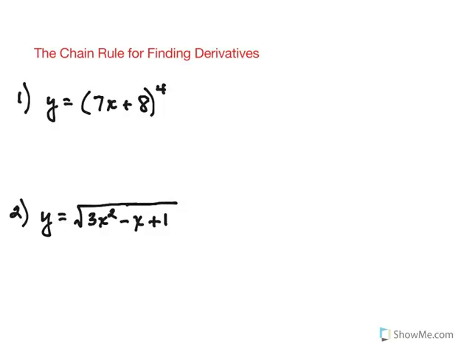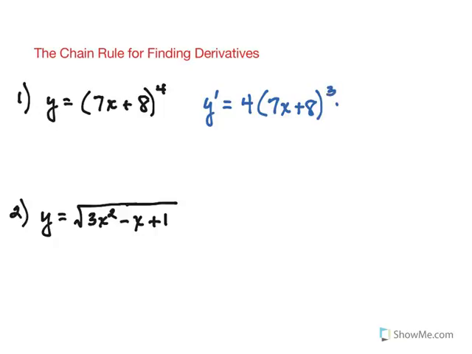So in the first one, the outermost function is the part that's raising that 7x plus 8 to the 4th power. So that's where we start. That's almost like applying the power rule. So the 4 goes to the front. We keep the 7x plus 8. That part's really important. That's actually the part a lot of people do wrong, is they take too many derivatives at once. One derivative at a time. Remember that. One derivative at a time. Right, so that's the first part of the chain rule.